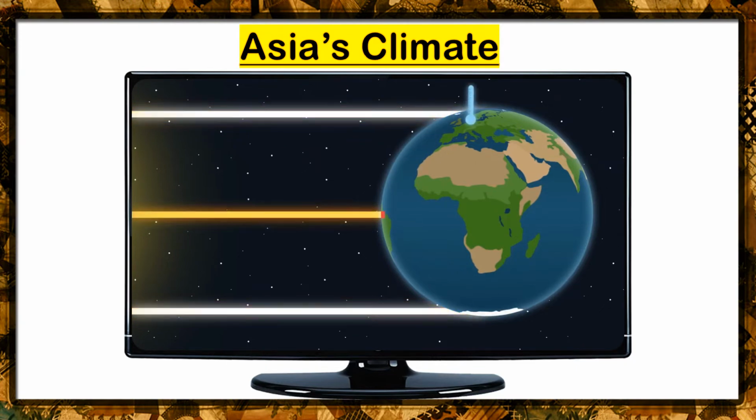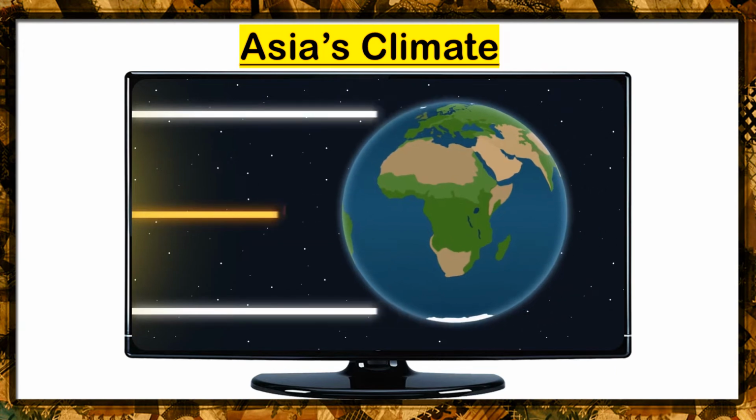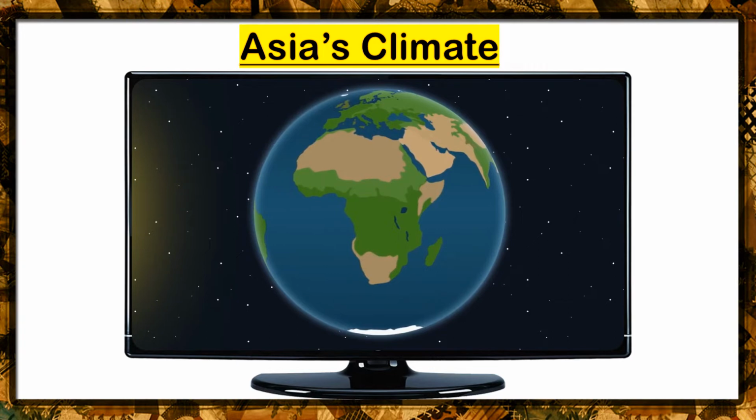Here, close to the poles, each beam of sunlight is spread out over a much larger area, which is not heated as much. This way, the climate becomes warmer the closer to the equator you are. We'll take a journey on the Earth from the equator to the North Pole to see what different climates we encounter on the way from warm to cold.